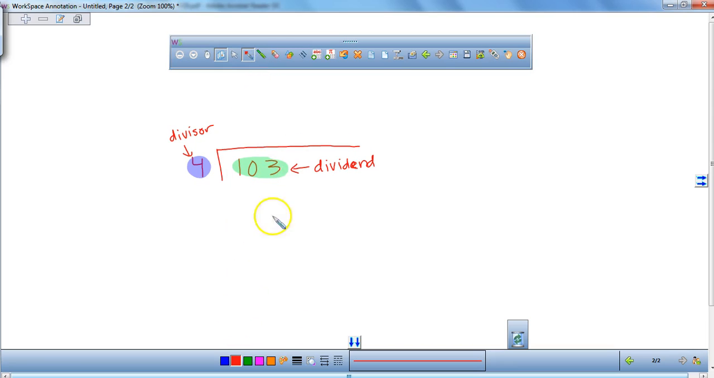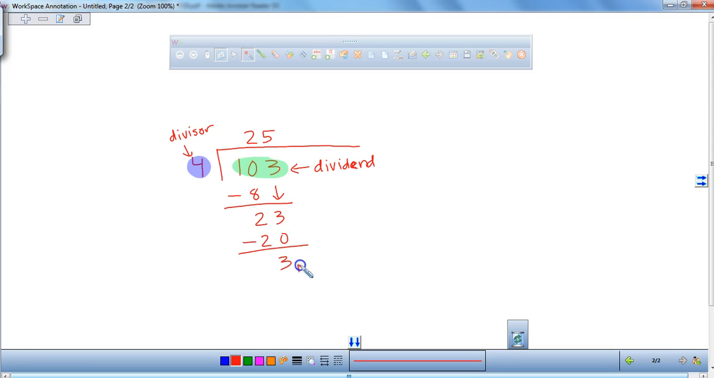So first thing you ask yourself, how many times does 4 go into 1? Well, none. But 4 goes into 10 a total of 2 times. Hopefully you remember this from elementary school. You get an 8. Then you have to subtract it. 10 minus 8 is 2. And then what do you do with the old 3? You drop it down, right? And then 4 goes into 23 a total of 5 times. 5 times 4 is 20. You subtract, you're left with a 3. And what do we call that 3? We call it the remainder, right?